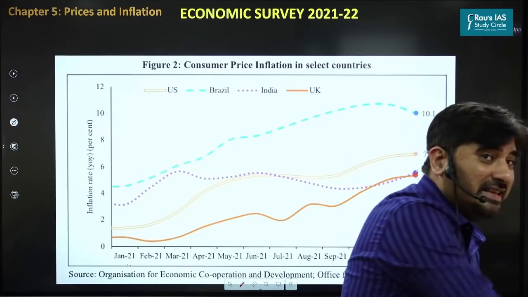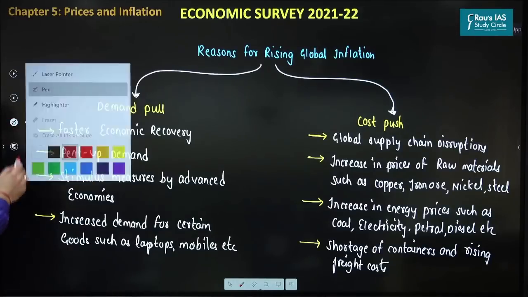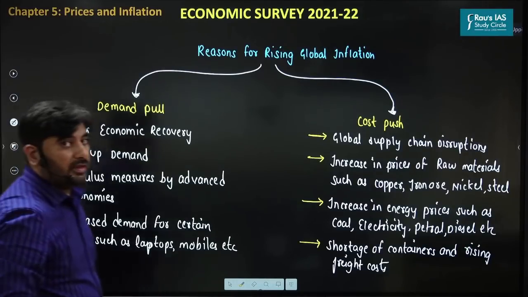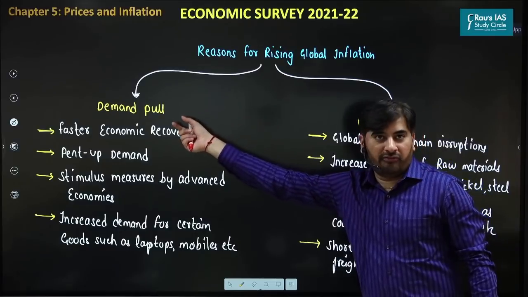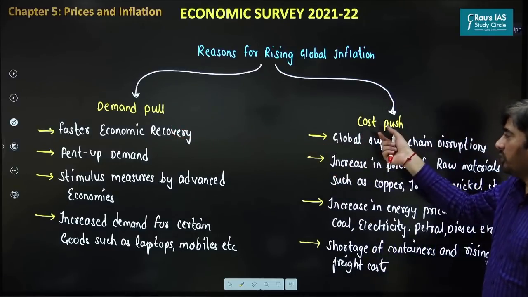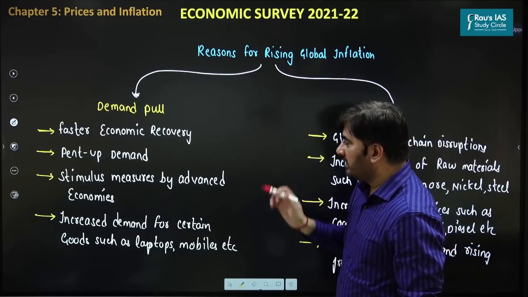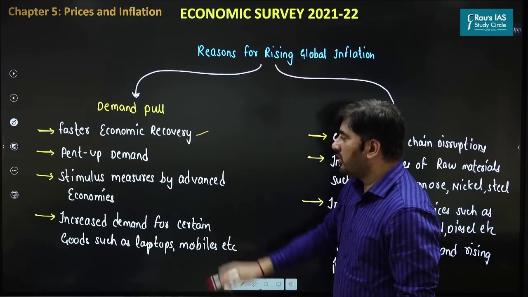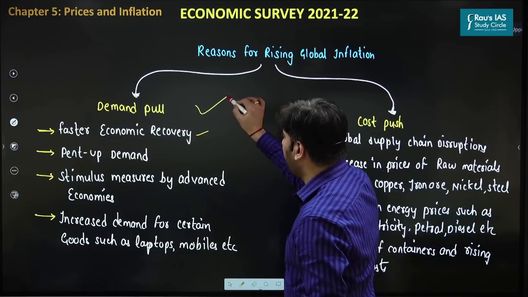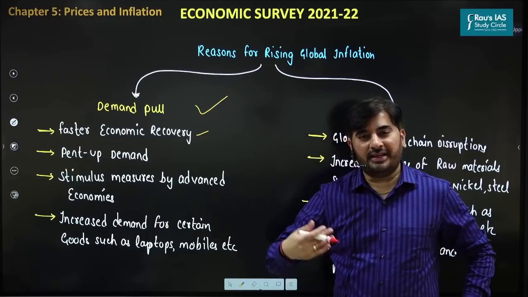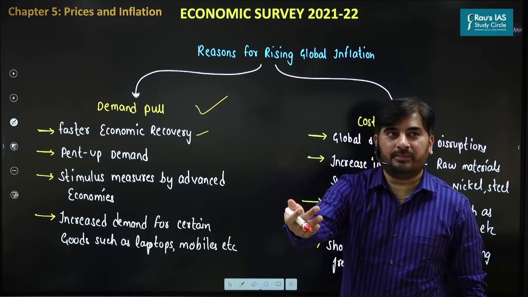So what are the reasons for this demand supply mismatch? I hope you can see this particular thing. Broadly, the reasons can be categorized as demand pull factors and cost push factors. When you look at the demand pull factors, these include faster economic recovery. Most of the countries have seen a V-shaped recovery, so suddenly demand for goods and demand for services has shot up.